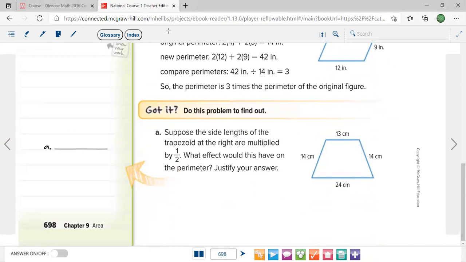Now, problem A. Suppose the side lengths of the trapezoid at the right are multiplied by half. What effect would this have on the perimeter? So, the perimeter also will be multiplied by half.